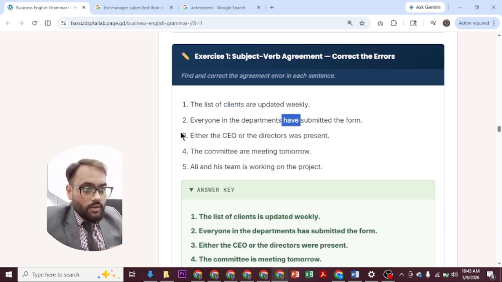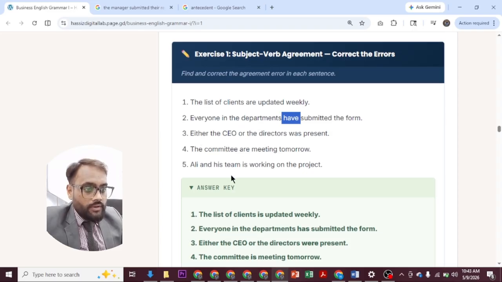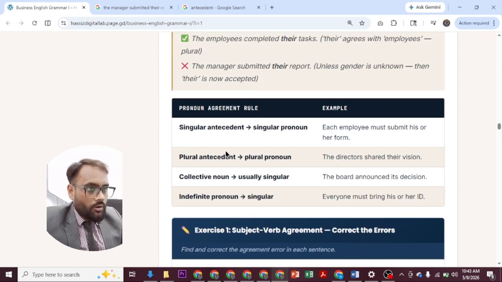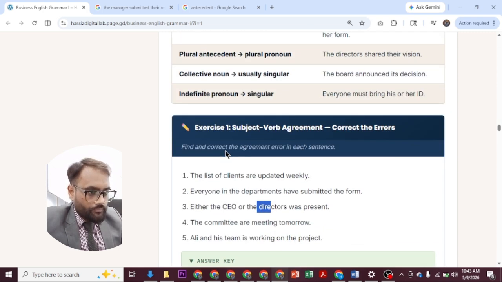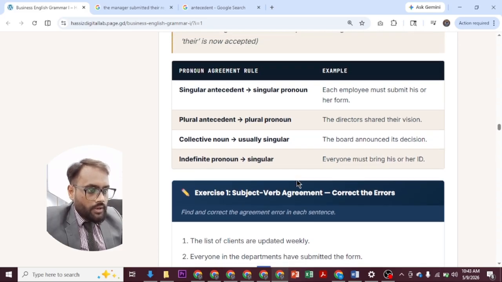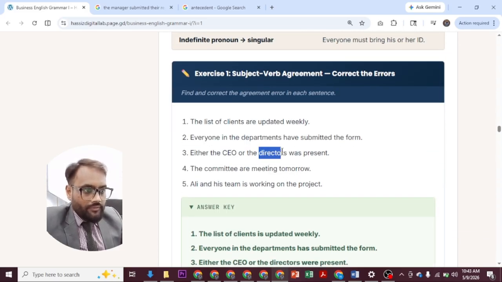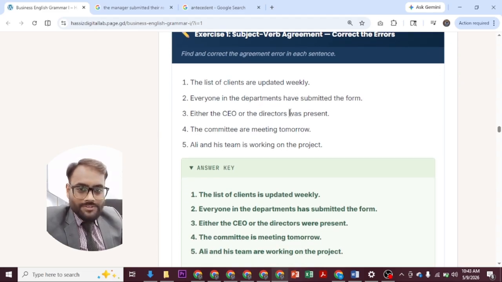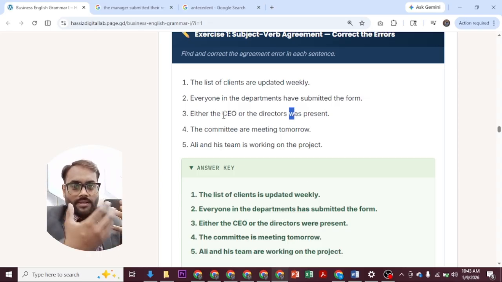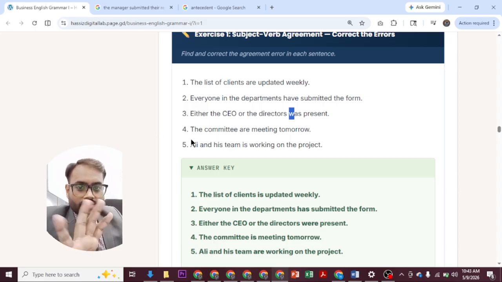Okay, now what we have to see is that we're talking about either the CEO or the directors. Either basically is talking about, as you can see, or neither. Over here we're talking about the directors, so what we have to use is not "was" but "were present", because the nearest subject is plural, multiple people we're talking about.